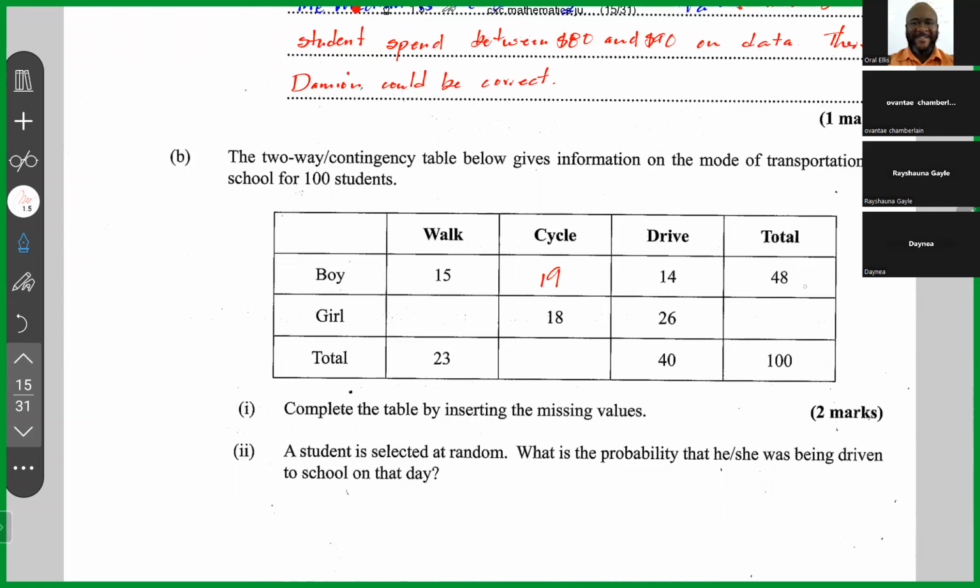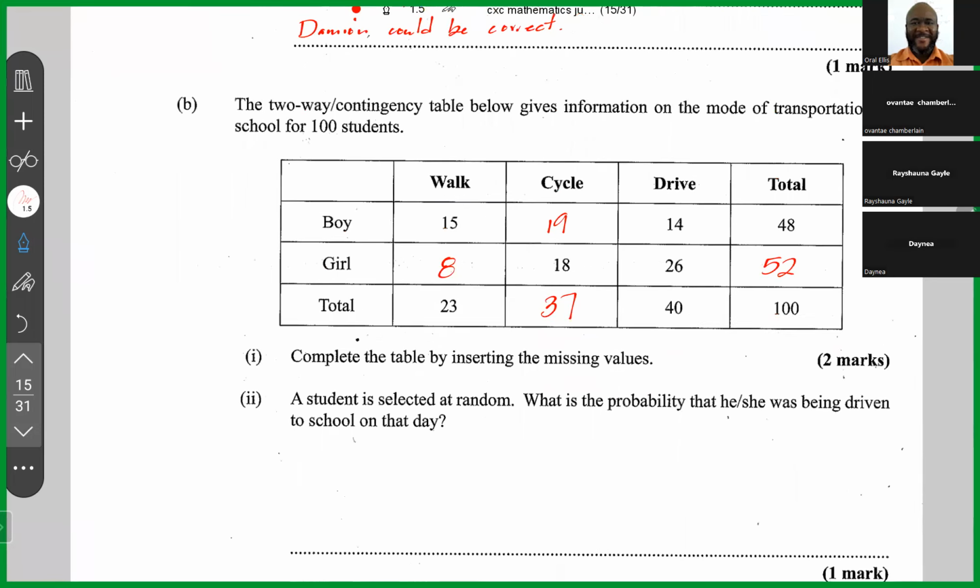Now for totals, you have what? Girl plus boy must equal 100. So therefore girl must be 100 minus 48, which is 52. All right, 19 plus 18 is 37. And 23 minus 15 is 8. So we're asked to complete the table, and we did get 2 marks.